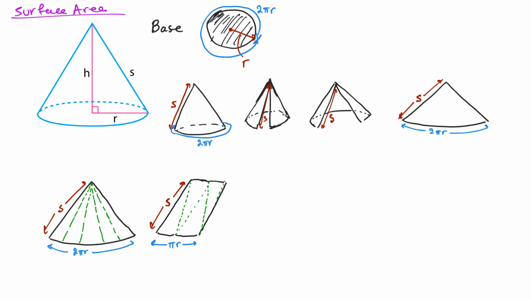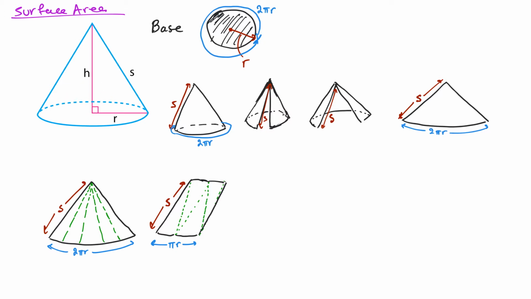Let's talk about the surface area first. Here we have a cone, and the cone consists of two sections. One is the base area, which is this region over here, which is just the circular region, and we have the lateral section over here, which is pretty much the rest of the cone. So we've got the base and we've got the lateral section.